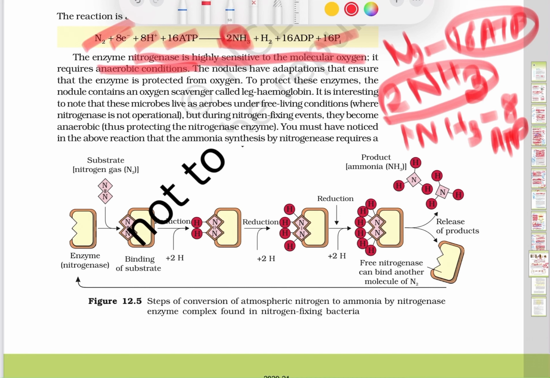You must have noticed that in the reaction, ammonia synthesis by nitrogenase requires a substrate. The enzyme nitrogenase binds the substrate. That is a reduction, with hydrogen supplied.